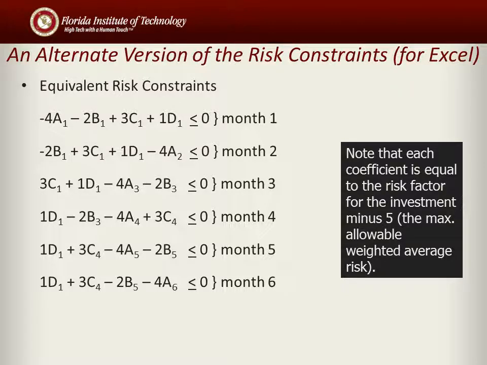So the final formulation, when we solve for them, again, all we're doing is just multiplying denominators times the right-hand side value and bringing it to the left-hand side from the previous slides. These are the risk constraints that you would add to this problem to make sure that you have a weighted average that is less than or equal to 5.